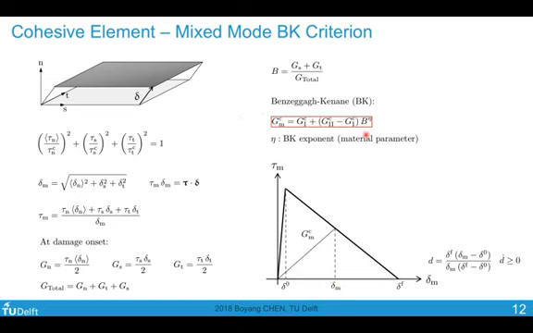Then we can use this B together with a BK exponent, which is again a material parameter, to immediately define a mixed mode fracture toughness being GMC. So it's an interpolation between G1C and G2C. So this has been very popular. So once this is defined, then this cohesive law is fully defined.